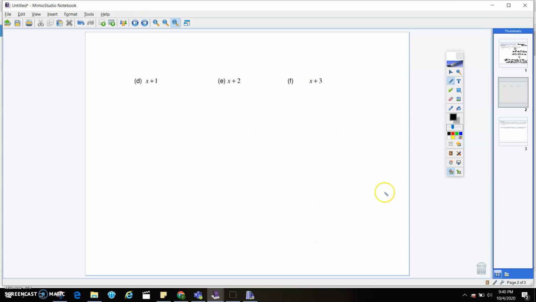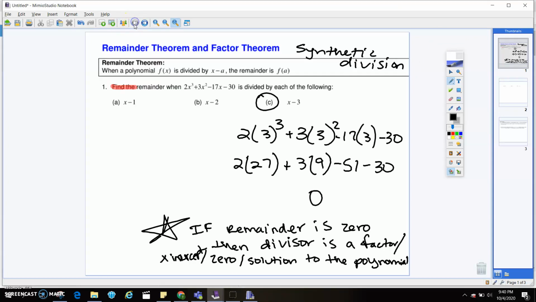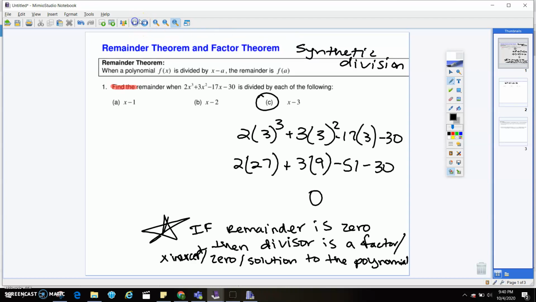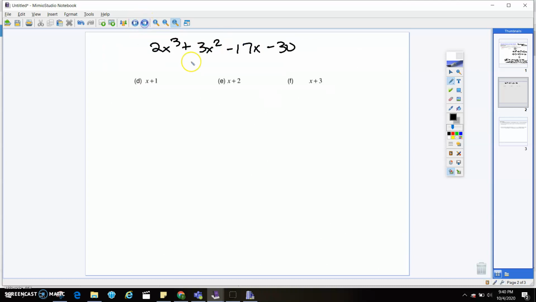All right, so these are for you to try. So pause the video and check your work. Okay, so let's check. And again, the polynomial that you would be using is this one right here. So we've got 2x to the third plus 3x squared minus 17x minus 30. Let me check and make sure that's right. Yep. Okay, so I'm going to plug in negative 1, 2, 3, negative 17, negative 30.